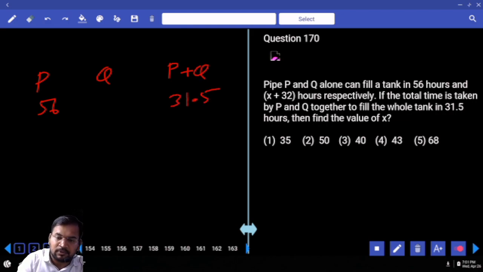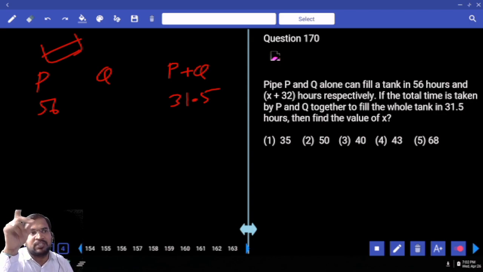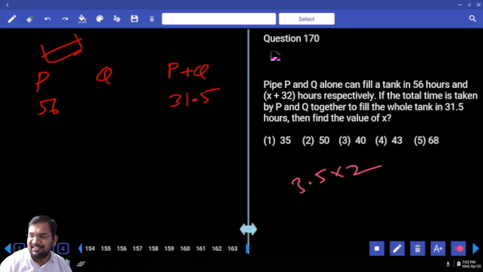So total tank capacity. Which table does it go in? The 3.5 table, right? Smallest number goes how many times? 3.5 twos are 7, 4s are 28. 28 plus 3.5 is nothing but 31.5 only, and the 3.5 table, how many times does it go? 9 times. 3.5 twos are 7, 7 eights are 56. Yes or not? Therefore this smaller one goes 9 times.